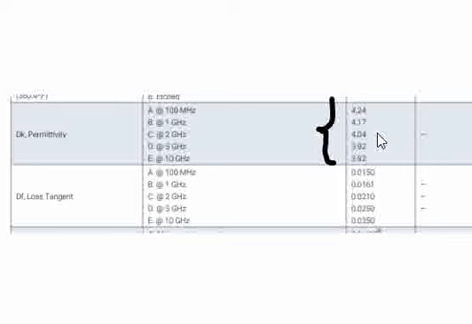PCBs commonly, right? Now there is one more parameter here which is called loss tangent, or this particular specification is also called dissipation factor. So what I mean by loss tangent or dissipation factor is when a signal travels down on a PCB, the amount of losses that a signal undergoes on a transmission line of a PCB is known by the loss tangent. That means losses incurred by the signal when traveling on a PCB.